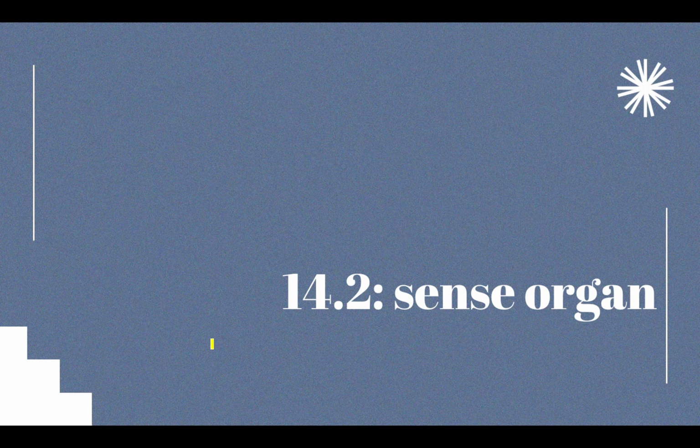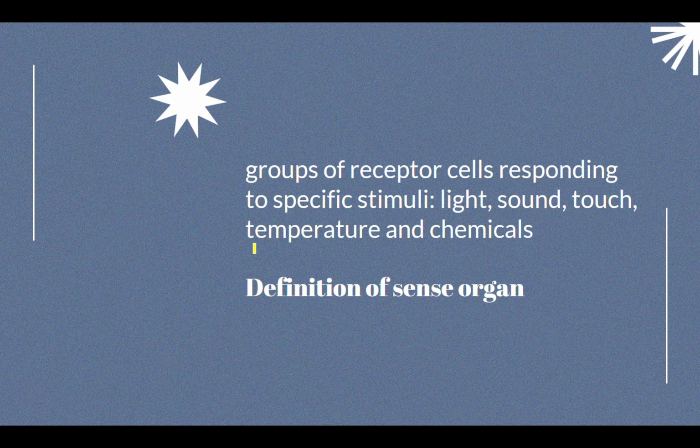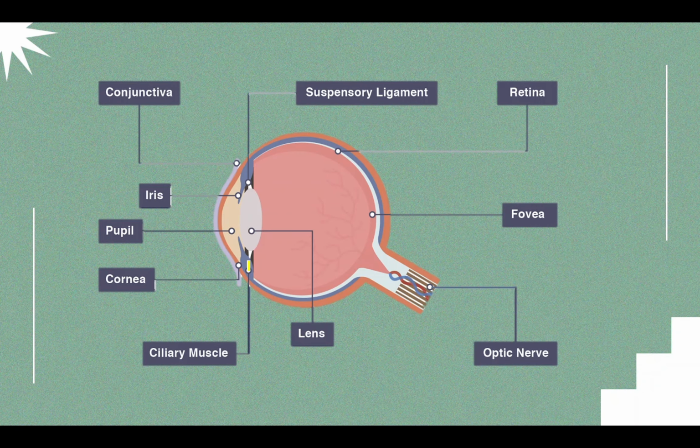Now, talking about 14.2 on the syllabus order, it is talking about sense organs. So, what is a sense organ? A sense organ is a group of receptor cells responding to a specific stimulus, whether it is light, sound, touch, temperature, or chemicals. Now we will talk about one of the most important parts that you have in your body, your eyes.